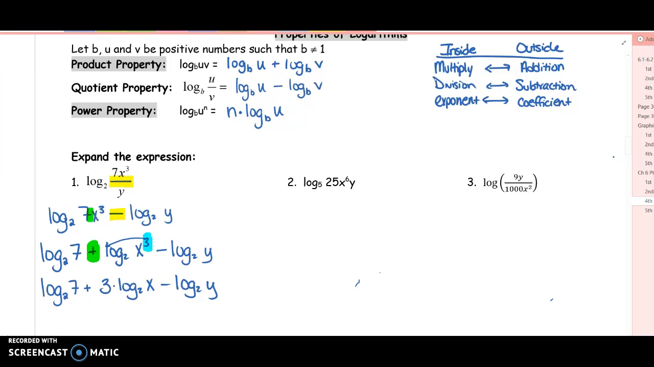A fully expanded logarithm has only one thing inside each log. So one number or one letter and no exponents. That all has to get moved around and simplified out.